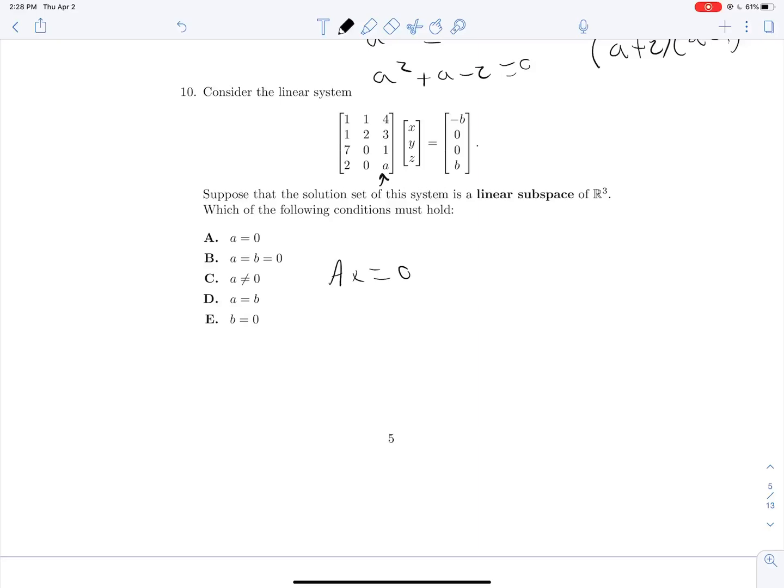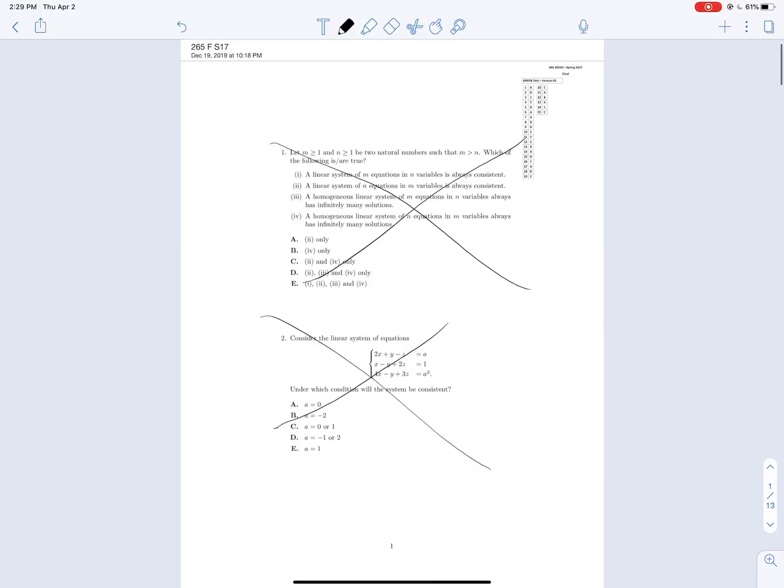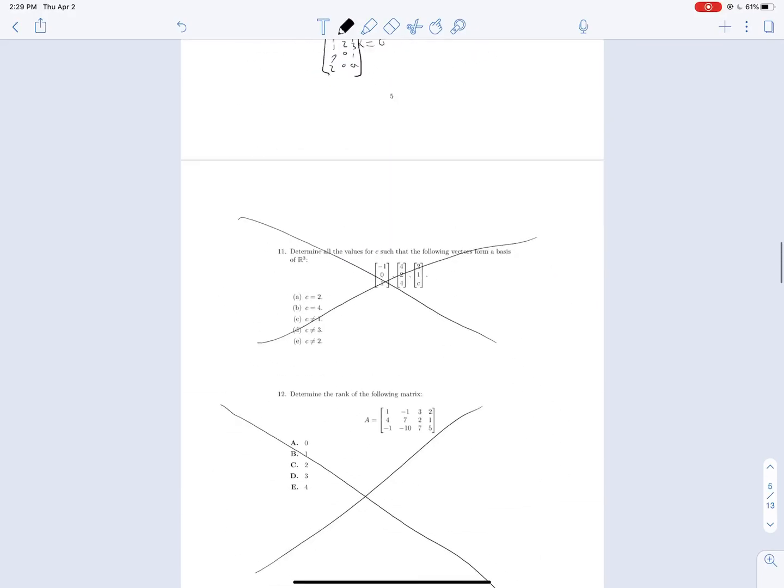So no matter what value of little a we have here, as long as b is equal to 0, this will represent the subspace AX equals 0, the null space. And we know that that is a subspace of R3. So b is equal to 0, that is our condition there. And so 10 is in fact E.